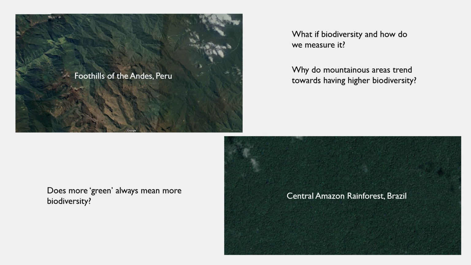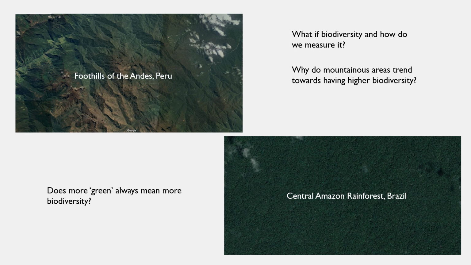Hopefully, you've noticed the main difference between these two images. The one on the top left is clearly a much more mountainous environment than the one on the bottom right. And it is true that more mountainous environments generally support higher levels of biodiversity. So, if someone was to ask me, I would say the image on the top left shows more biodiversity than the one on the bottom right. Right now, maybe it's worth pausing the video for a little bit and thinking about why that might be.